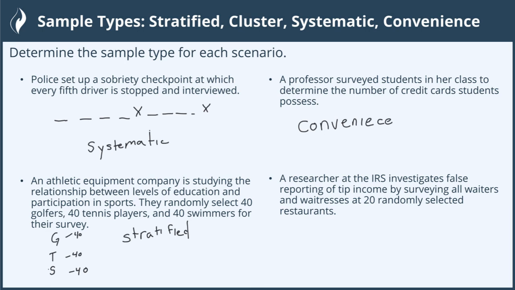Lastly, we're going to have an IRS researcher. They're going to report false tips, and they're going to survey all waitresses and waiters at random restaurants. This seems similar to the stratified sample because we're breaking this into groups or restaurants. There's 20 of them. However, the key is we're not taking some from each restaurant. We're surveying everybody at these random restaurants. So while we're breaking it up into groups, we are focusing on everybody in the group, making this a cluster sample.